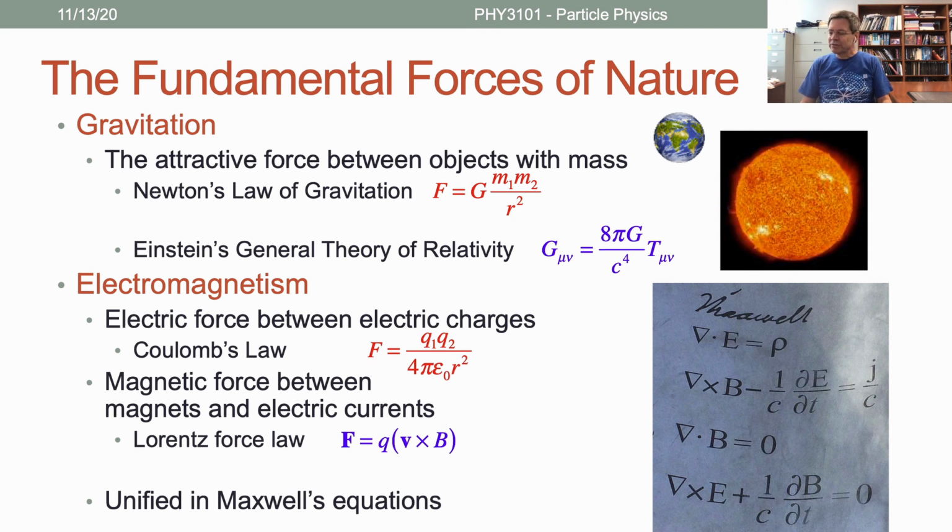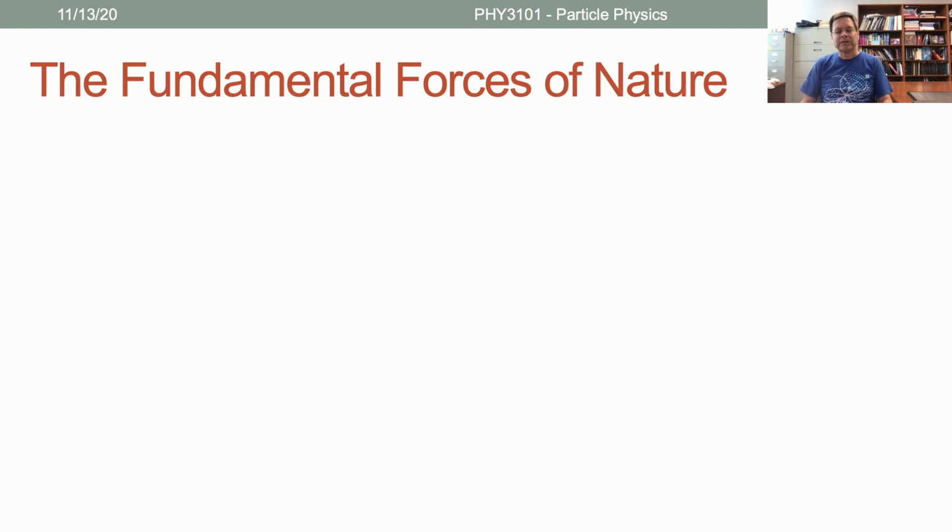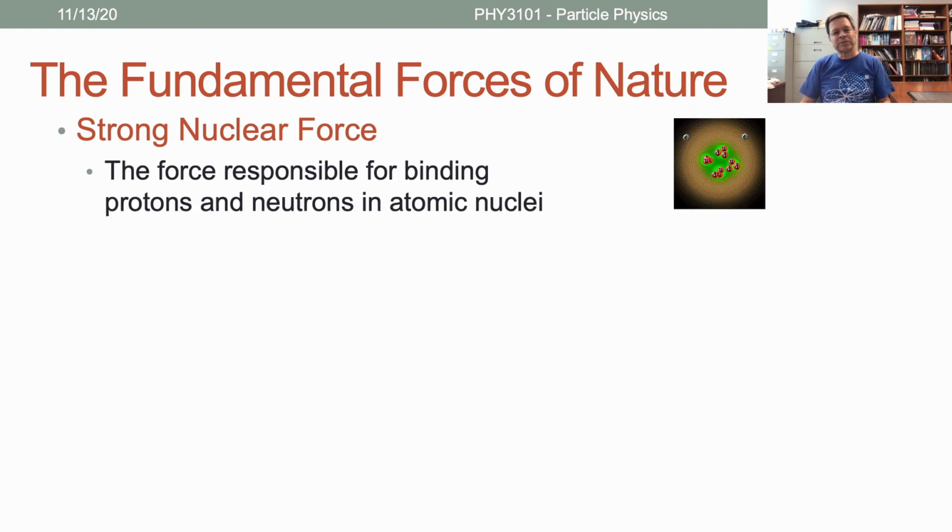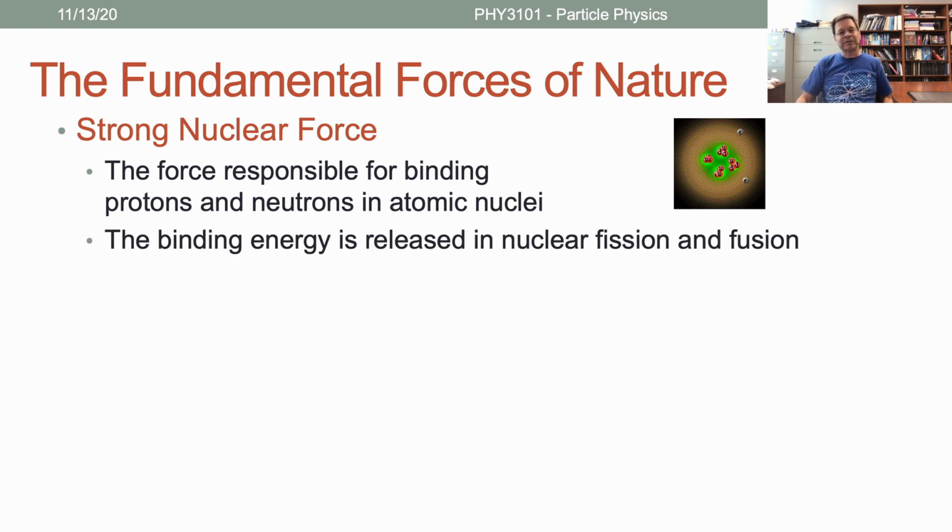But what else have we learned in this course on modern physics? We also learned that there is a strong nuclear force. This is the force responsible for binding protons and neutrons in atomic nuclei, right? Something had to stick the protons, which have the same electric charge and should repel, together inside a nucleus, as well as binding neutrons, which have no electric charge. So this is the force that does that binding, and the energy in that binding energy, in fact, can be released in nuclear fission and fusion, as you've learned.